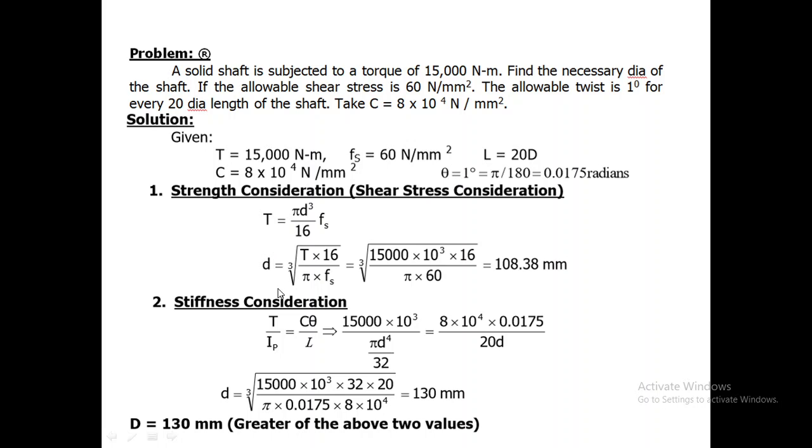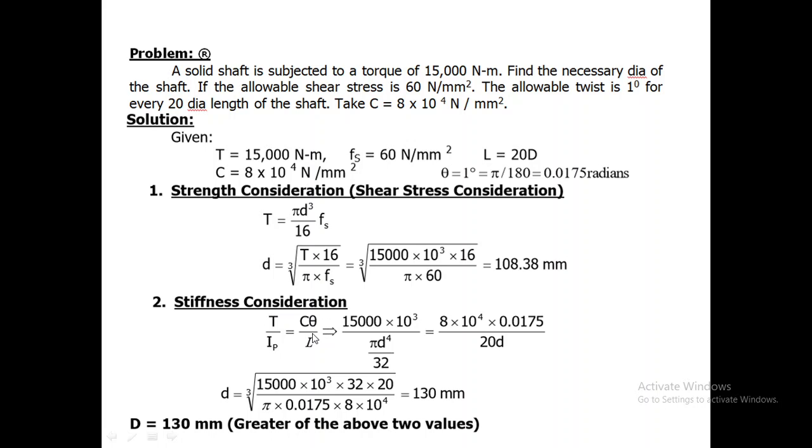If you want to calculate the diameter, in the torsion equation we have two parts, as I told you. T by J is equal to tau by R. That part of the equation, involving the shear stress, is taken as the strength consideration or shear stress consideration. If you take tau and calculate the diameter D, it is based on strength consideration.